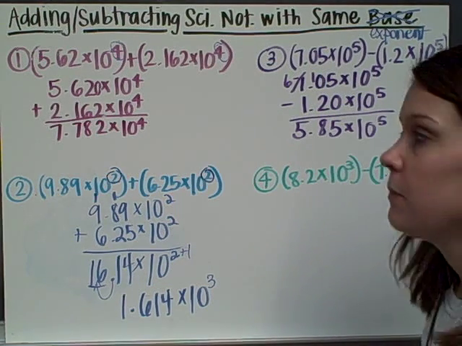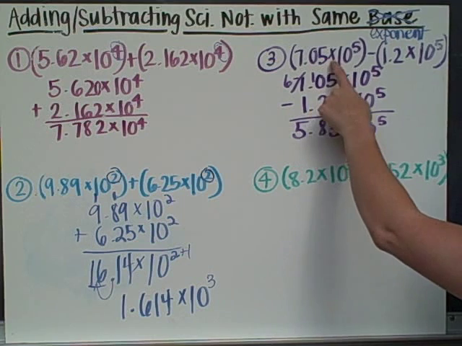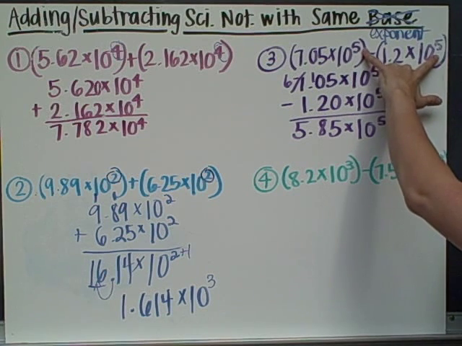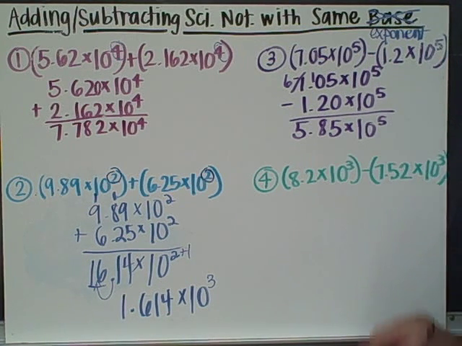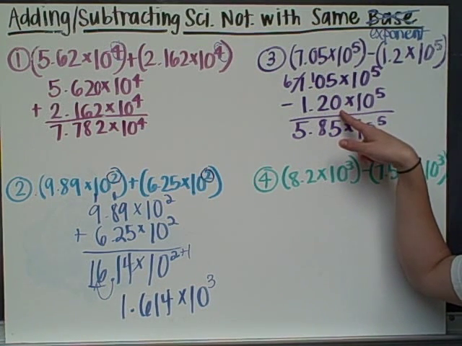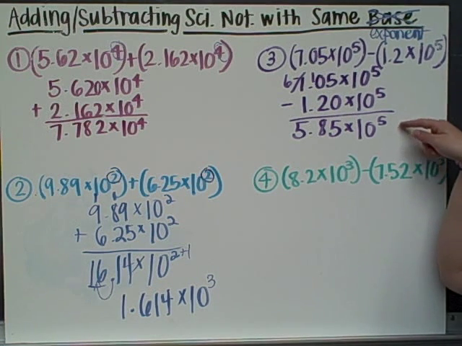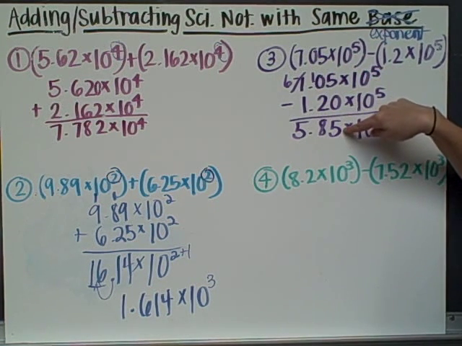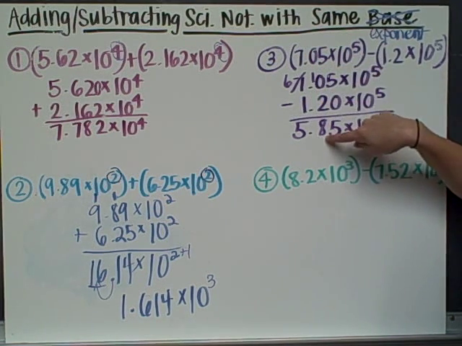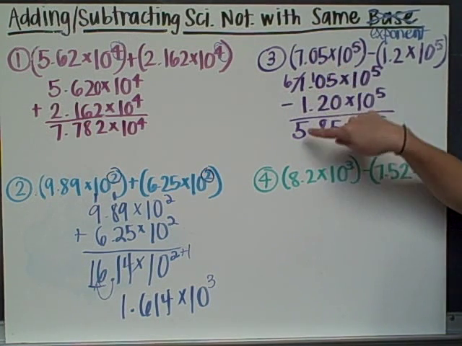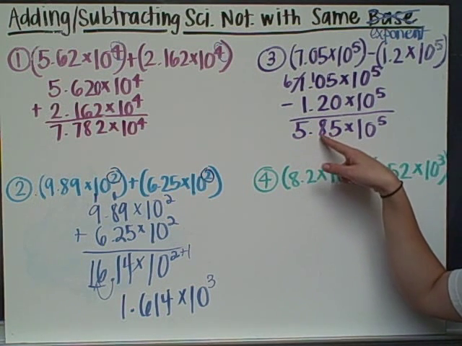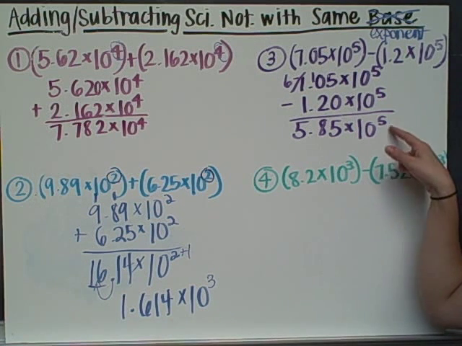Now let's look at some subtraction. So we have 7.05 times 10 to the 5th minus 1.2 times 10 to the 5th. Our exponents are the same, so now all we need to do is subtract. So we line them up, and I added a 0 place value so they could be lined up. I rewrite the times 10 to the 5th, and then I subtract. So 5 minus 0 gives me 5. Well, 0 minus 2, I couldn't do that, so I borrowed. So 10 minus 2 gives me 8. This became a 6. 6 minus 1 gives me 5. This is in correct scientific notation, so my answer is 5.85 times 10 to the 5th.